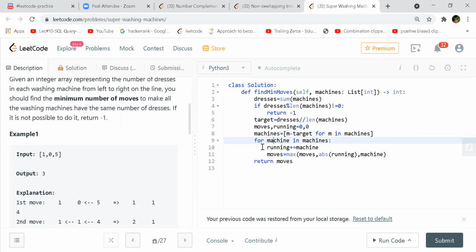Now I walk through each element in the array and do a prefix sum, right? The running sum is the prefix sum. And you take the max of the moves and the absolute running sum, or whatever the existing value of the array is. So the moves is the max so far, max of the absolute value of the running sum and the current element of the array. Whatever the max is, we return. Makes sense. This is the crucial step, right? I mean, this one.